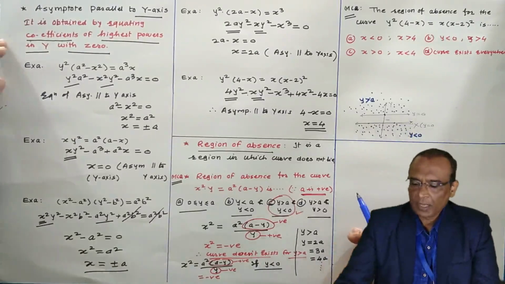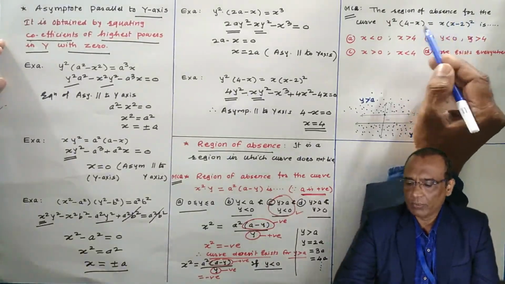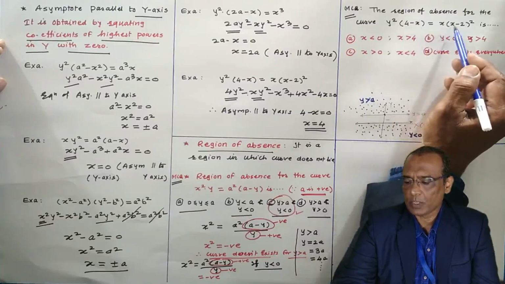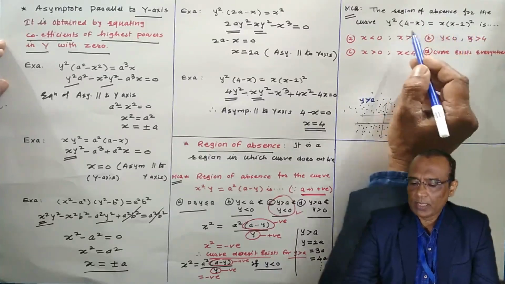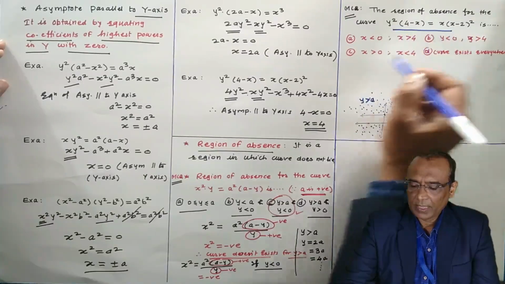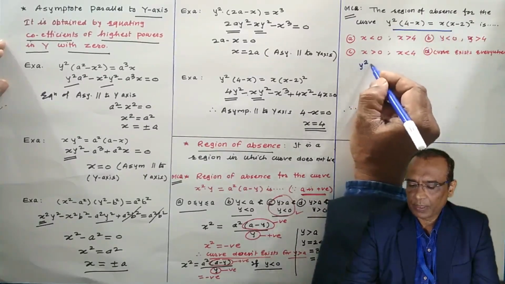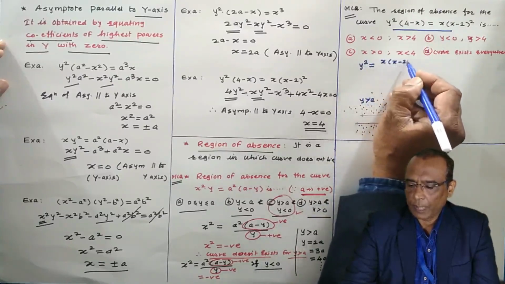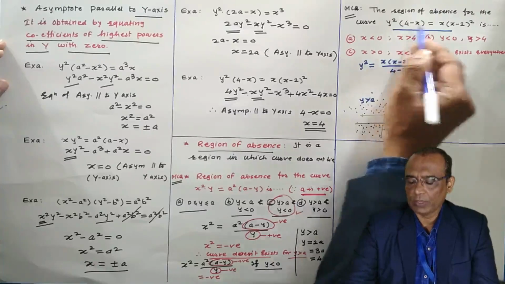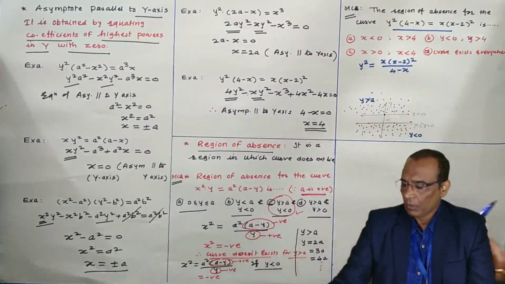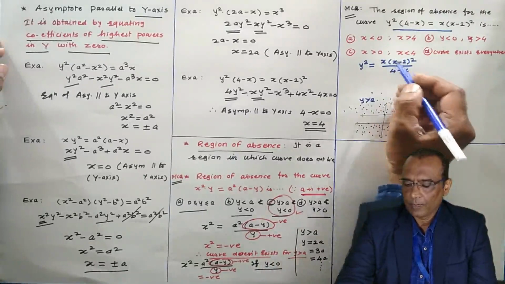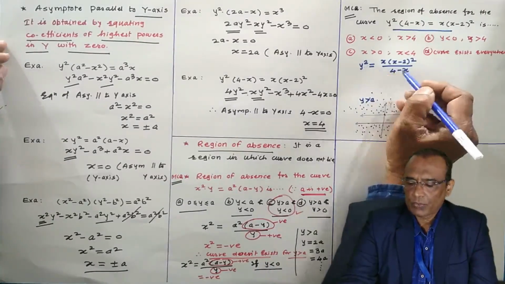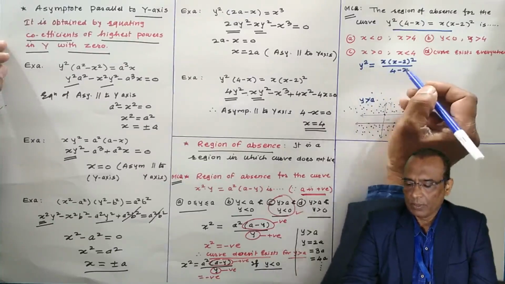Second MCQ, the region of absence for the curve y square equals x into (4 minus x) whole divided by (x minus 2) whole square. So if you look at this equation of the curve, it is simple to write y square in terms of x in this way. This I have shifted to the right hand side. Now, for which value of x is y square negative?